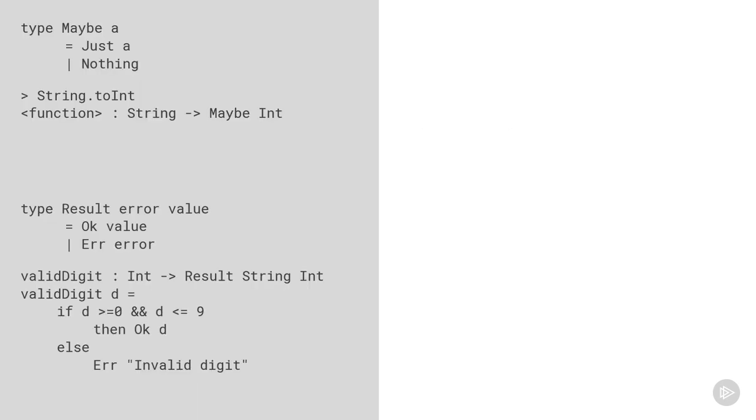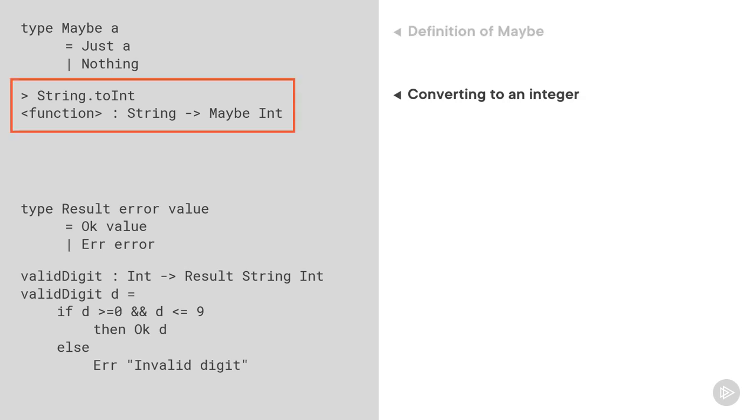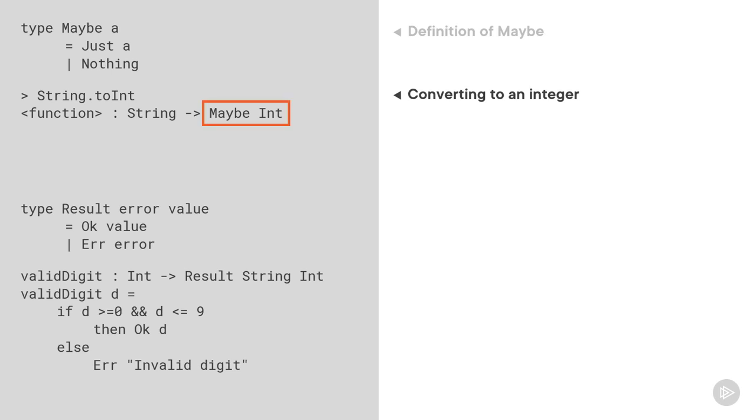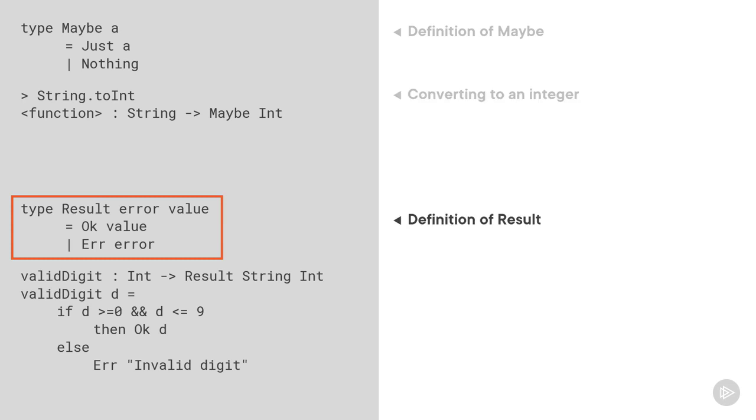Here are some code examples to illustrate the maybe and result custom types. This is the definition of maybe, which has two variants, just with a payload value or the nothing variant. Previously, we used the string to int function to convert a user input value to an actual integer. Since a user might enter a typo, such conversion might fail. Therefore, string to int returns a maybe int, which means it's either an actual integer or nothing if a valid value is missing.